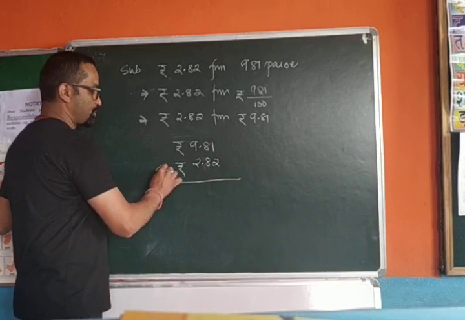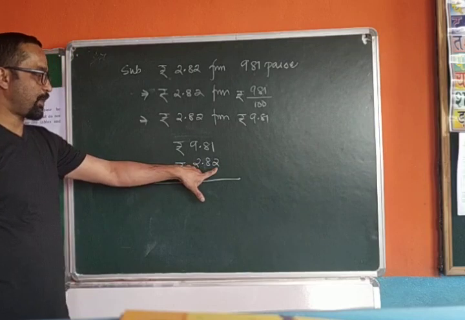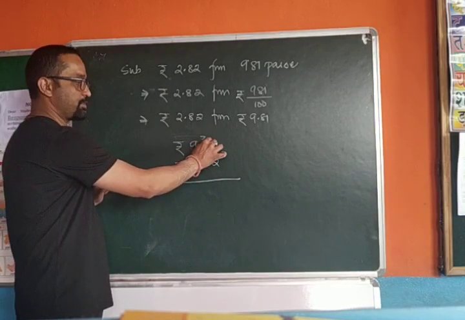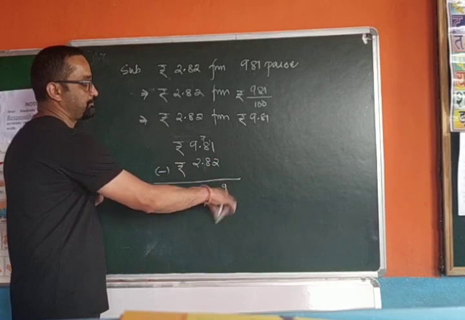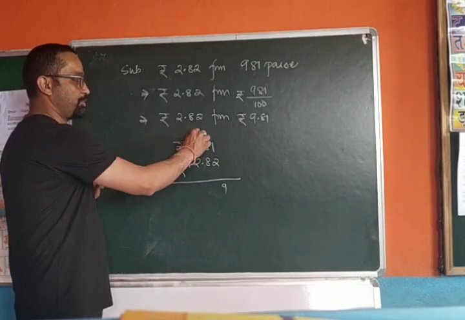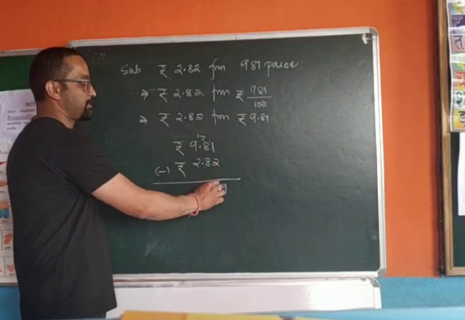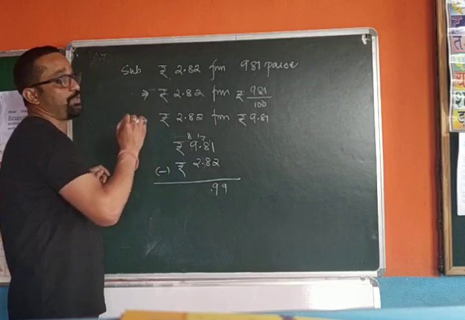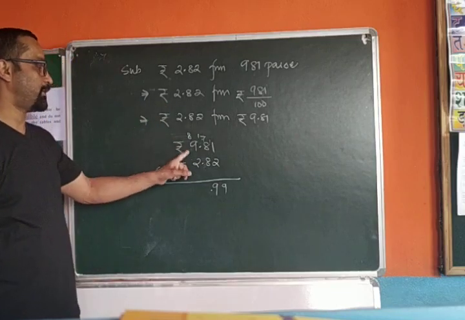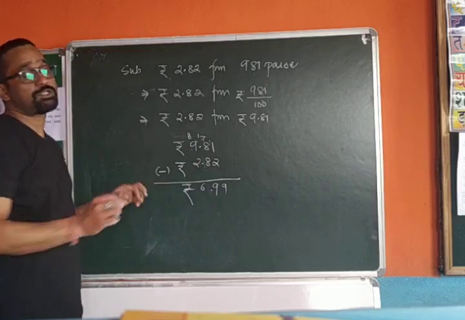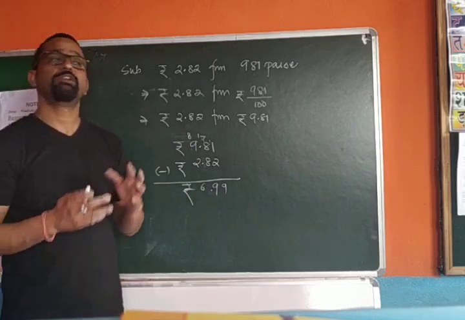Proceed with subtraction. You cannot subtract 2 from 1, so you borrow. It becomes 11 minus 2 is 9. You cannot subtract 8 from 7, so you borrow. It becomes 17. 17 minus 8 is 9. Since we have borrowed, it becomes 8. 8 minus 2 is 6. This is the answer for subtraction.